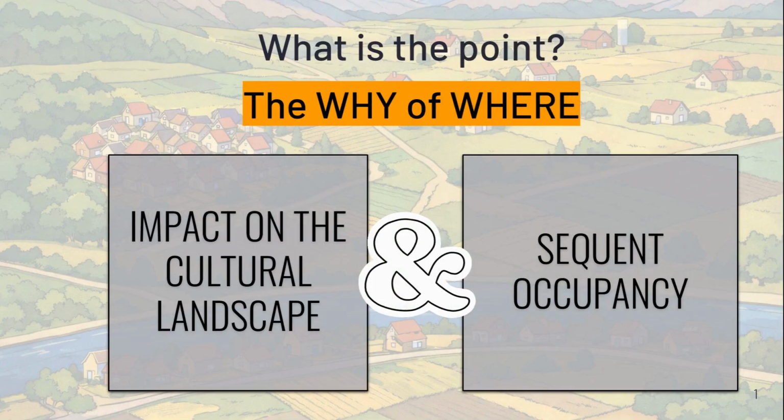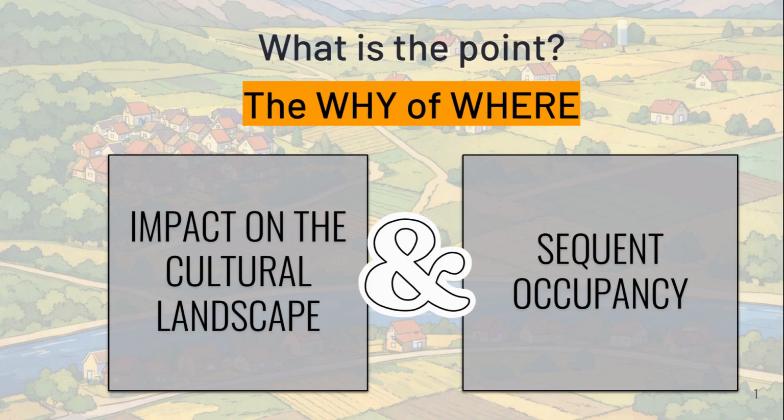Okay, we've looked at all these settlement patterns, clustered, linear, dispersed, and how people slice up land like it's a giant pizza. But why does any of this even matter? Here's the big question. What is the point? What's the why of where? This is where it all comes together. We're not just memorizing patterns. We're figuring out how humans leave their fingerprints on the land.